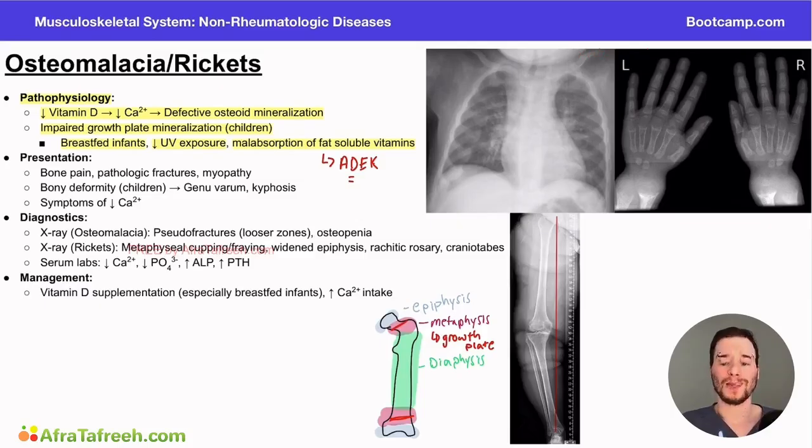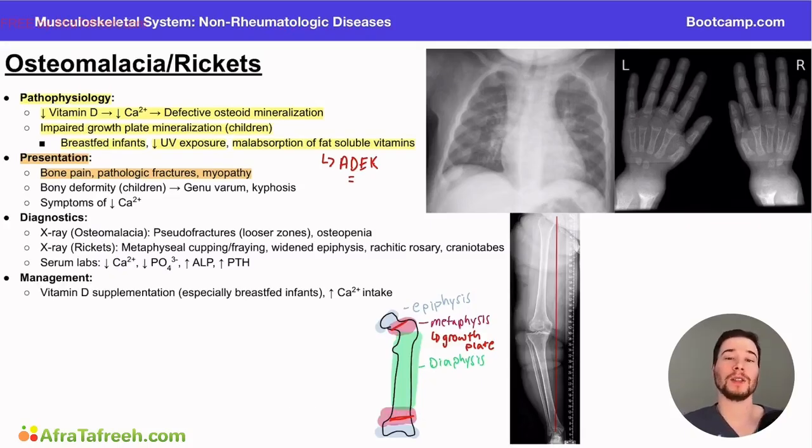So when we think about the presentation here, how are we going to recognize this in a question stem? Well, patients are classically going to present with bone pain, pathologic fractures, and myopathy. And let's think about this, right? If we have weakened or softened bone because we don't have the vitamin D, we don't have the calcium, we don't have those good strong bones that we want, this can lead us to fractures, and fractures are going to be painful. And so the patient can report that they have bone pain.